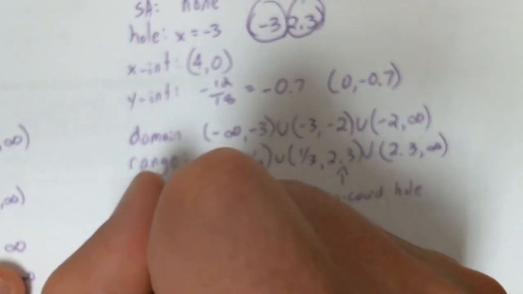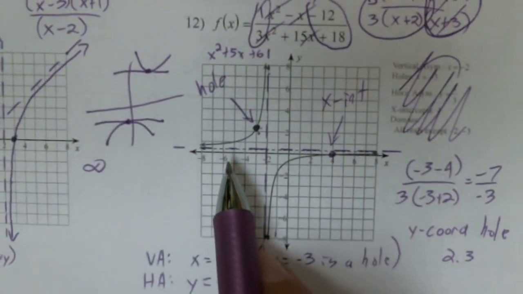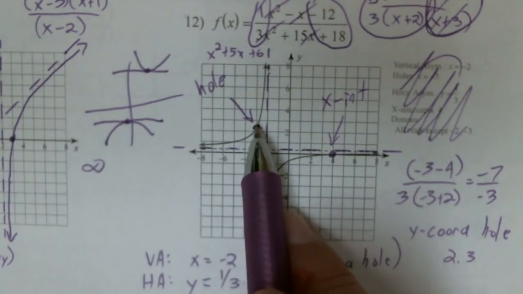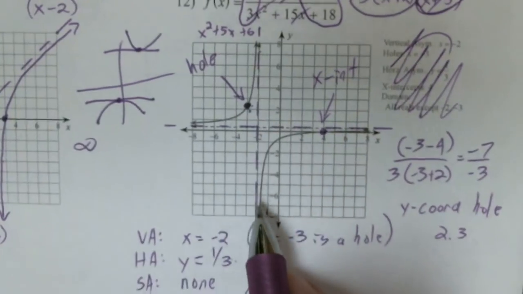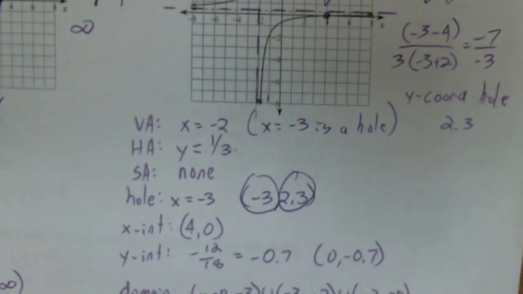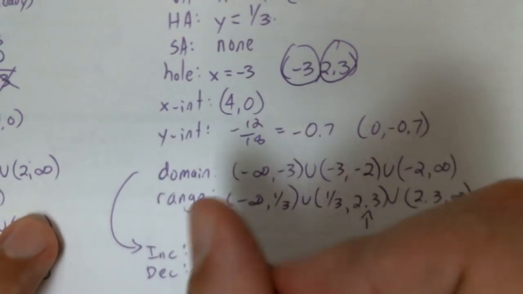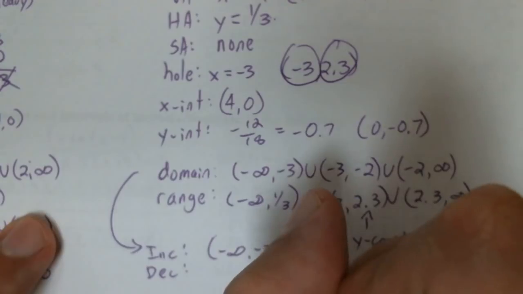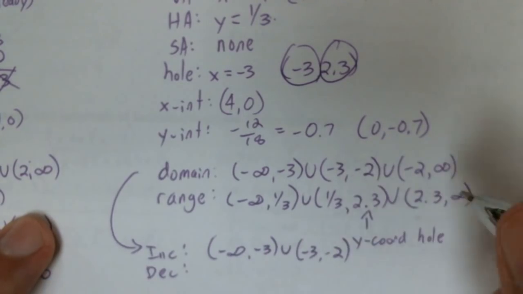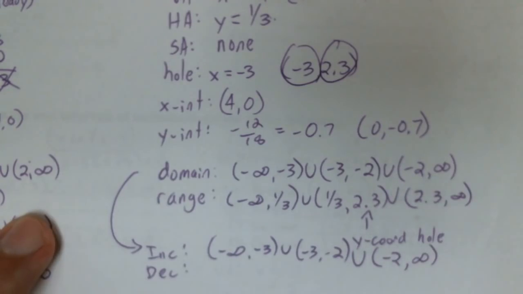Increase and decrease. Intervals of increase and decrease. Okay, where's my company making money? Okay, my company's making money until I get to the hole. Making money until I get to the asymptote, making money forever. So this is one of those cases where the interval of increase is going to be the same as the domain. Negative infinity to the x-coordinate of the hole, x-coordinate of the hole to the asymptote, break, and then asymptote to infinity.